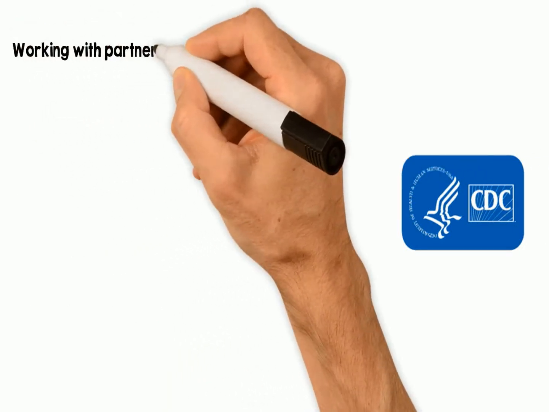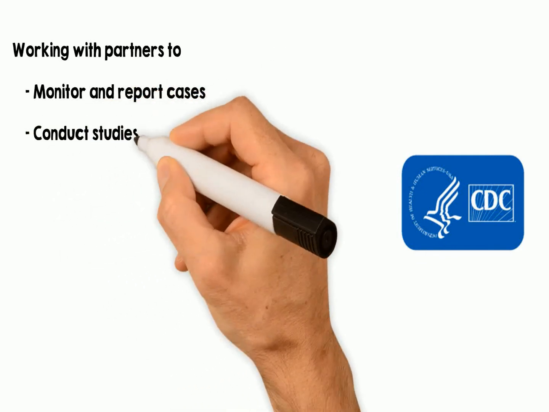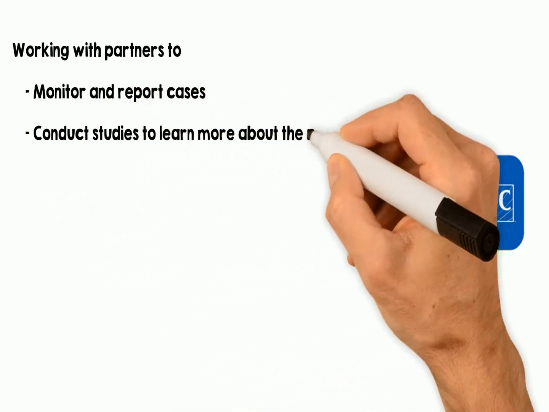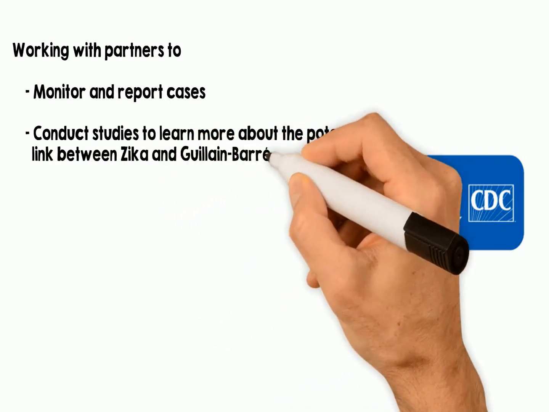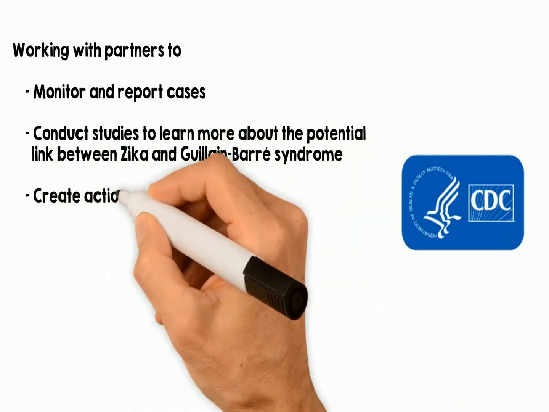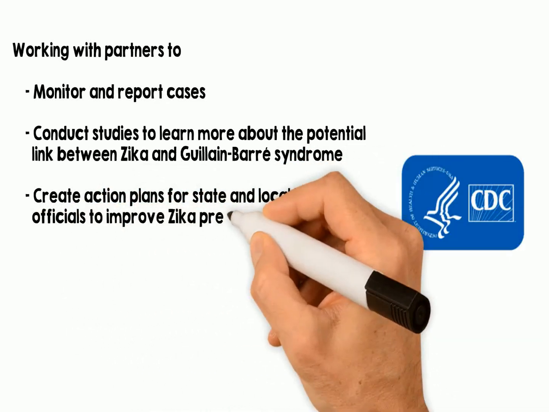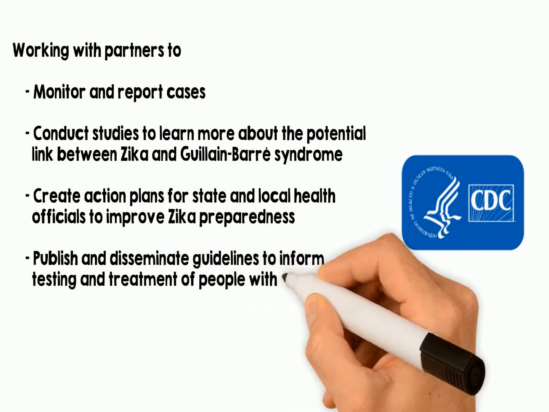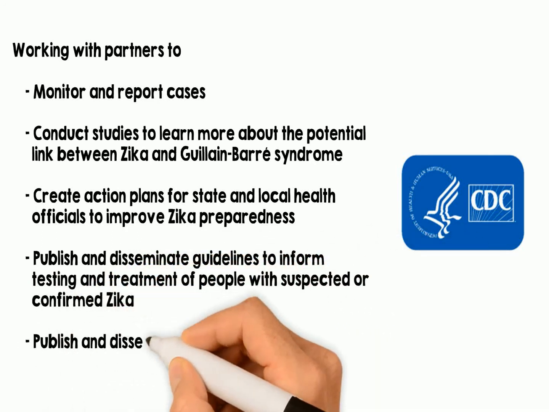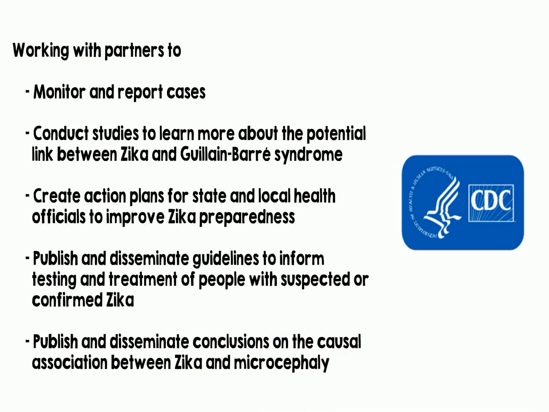Working with partners to monitor and report cases. Conduct studies to learn more about the potential link between Zika and Guillain-Barré syndrome. Create action plans for state and local health officials to improve Zika preparedness. Publish and disseminate guidelines to inform testing and treatment of people with suspected or confirmed Zika. Publish and disseminate conclusions on the causal association between Zika and microcephaly.